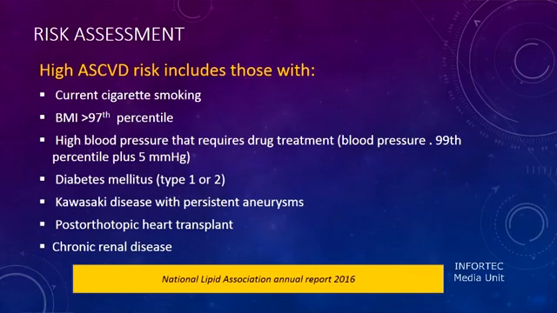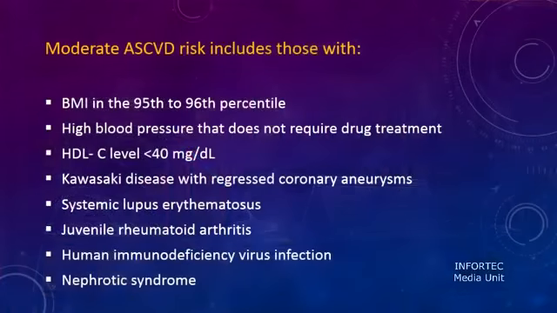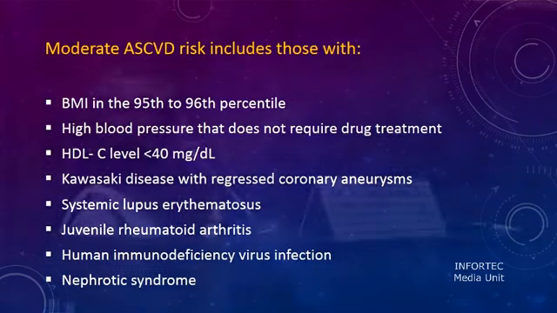So these are considered as high risk factors if they are present, to go for targeted screening very early in life. And the moderate risk factors include the obese category, high blood pressure that does not require treatment, that is mild hypertension, low HDL levels, Kawasaki disease with regressed aneurysms, SLE and JIA, HIV, nephrotic syndrome. So maybe these things are changing from time to time, but these are what are laid down at the moment.